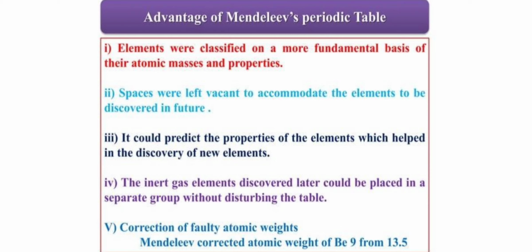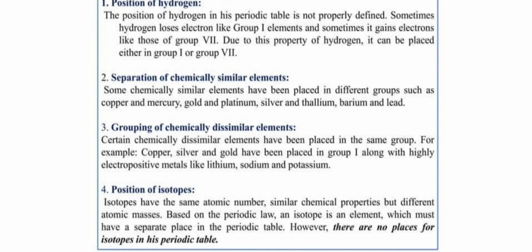Inert gas elements discovered later could be placed in a separate group without disturbing them. He kept the inert gas elements in a separate group. Correction of atomic weights: Mendeleev corrected the atomic weight of beryllium to 9 from 13.5.